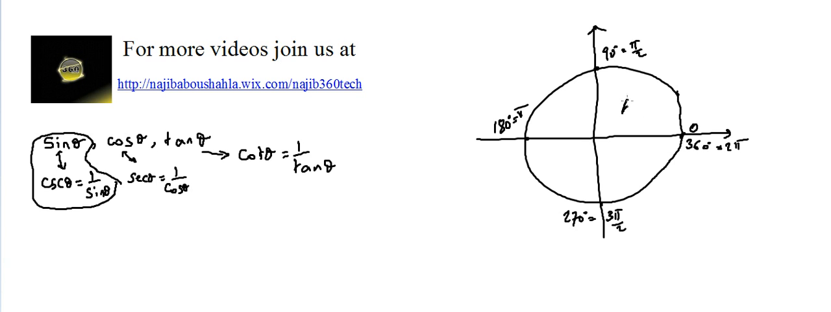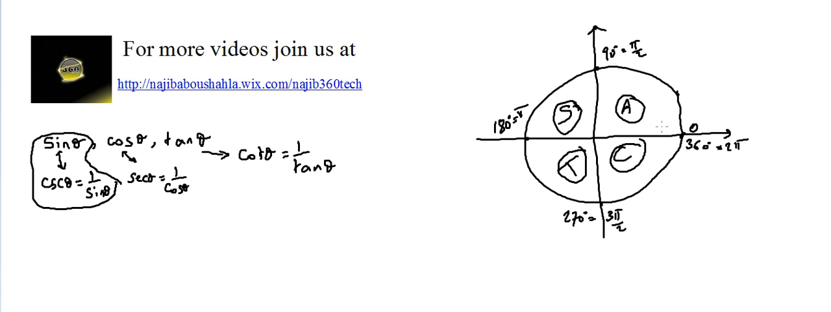In this first portion, all of them are positive. So: all students try cheating, or all students take chemistry, or all students take calculus. All means all of them are positive. In the next portion only sine and cosecant are positive, and the other trigonometric ratios are negative. Tangent and cotangent are positive here, and cosine is only positive here. Let's take some angles and see how to deal with those.